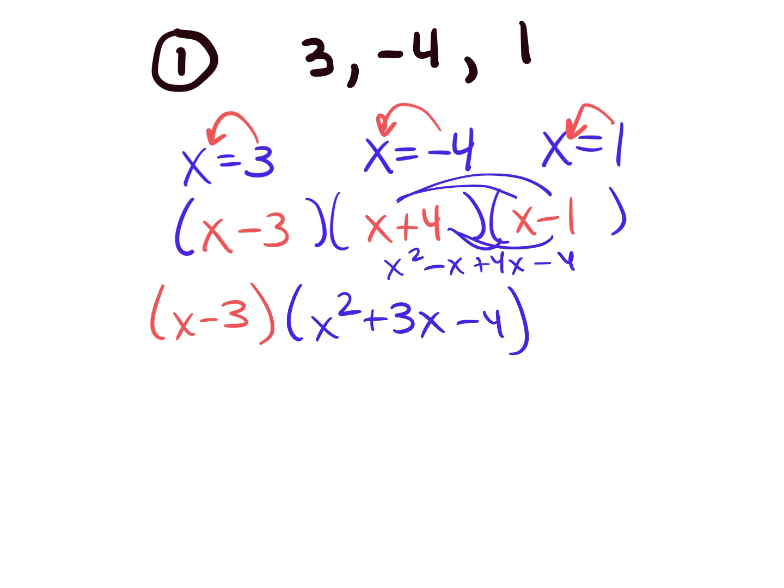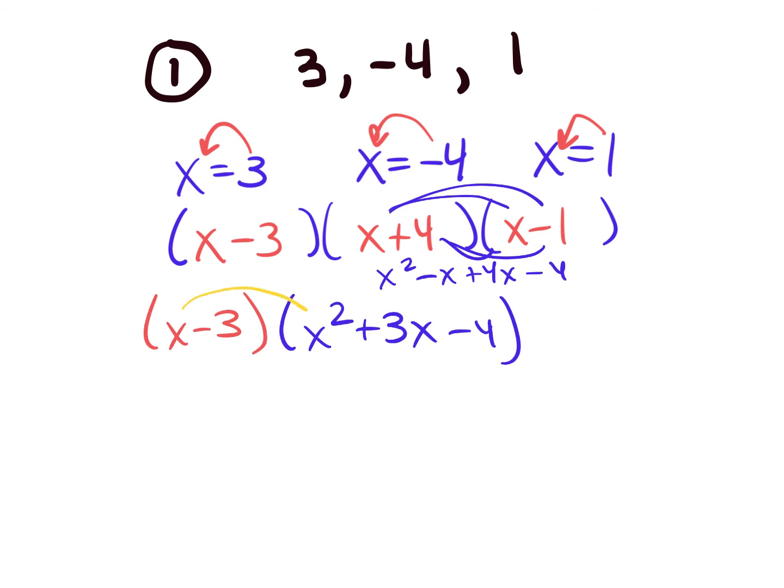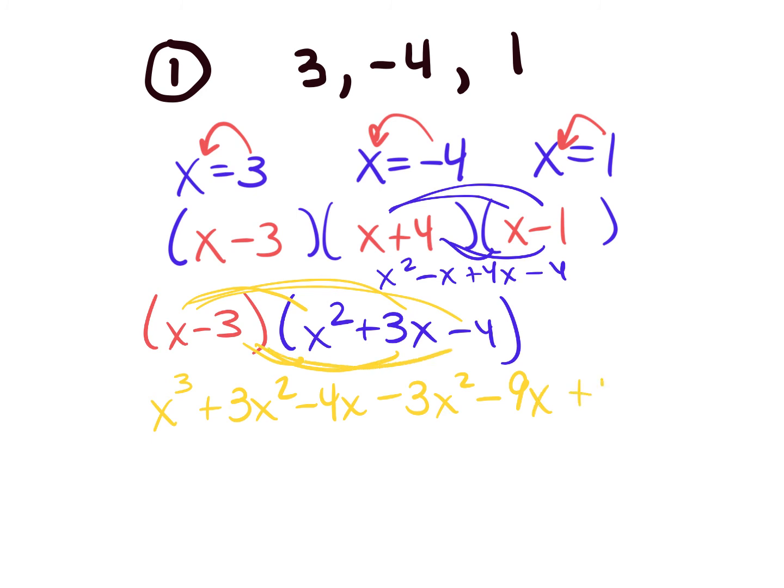You guys agree? And now we just multiply again. So I'm going to take x to everything. So x times x squared is x cubed. X times 3x is plus 3x squared. X times -4 is minus 4x. -3 times x squared is -3x squared. -3 and a positive 3x is minus 9x, right? And a -3 and a -4 is plus 12. And then we combine like terms.